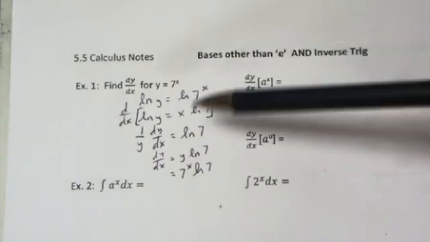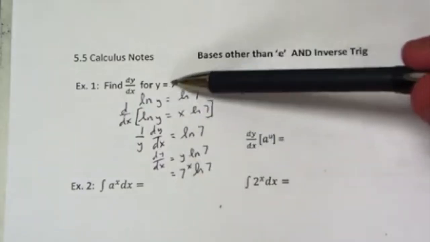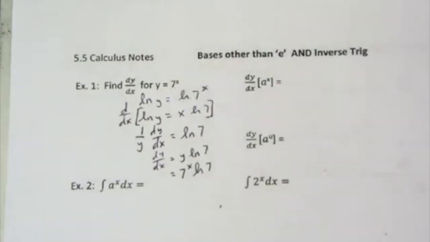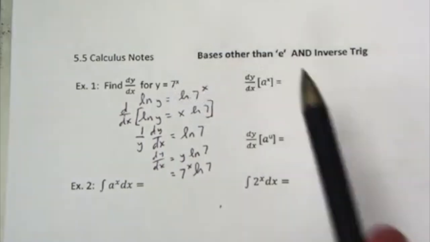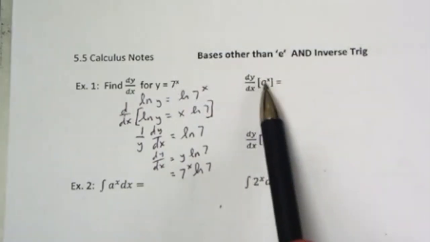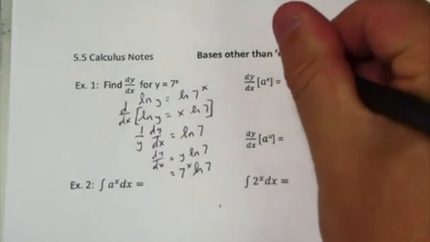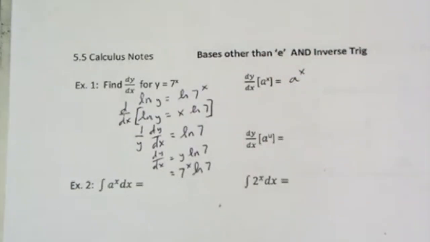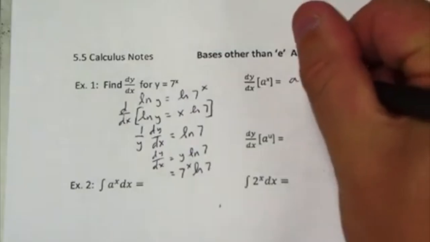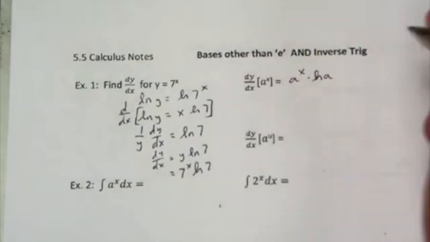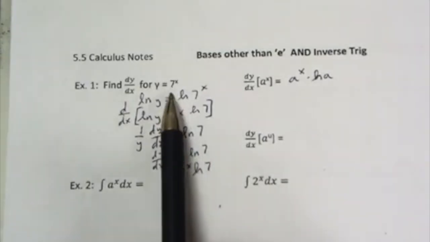So you could go through that process anytime you're dealing with exponents. This is a process that is available to you, but this is also a rule we can just memorize. If we are taking the derivative of an exponential function, then it is the exponential function itself. Just like the derivative of e to the x is e to the x, the derivative of a to the x is a to the x, but then we have to multiply by natural log of the base, which is what happened here. We multiplied by the natural log of 7.